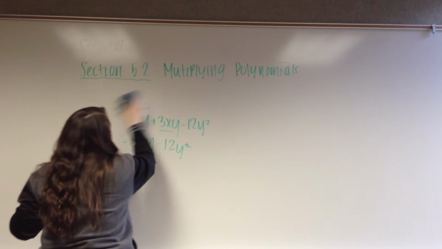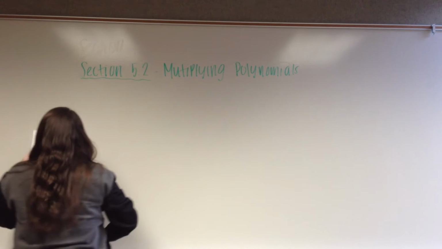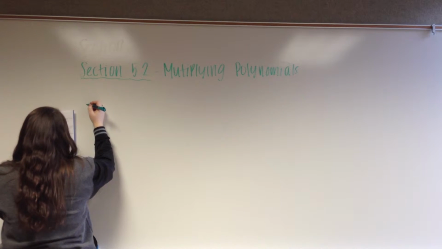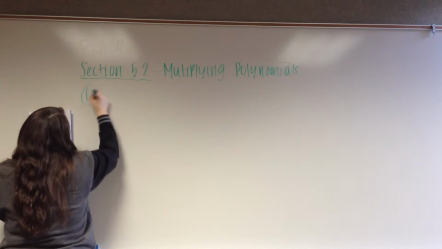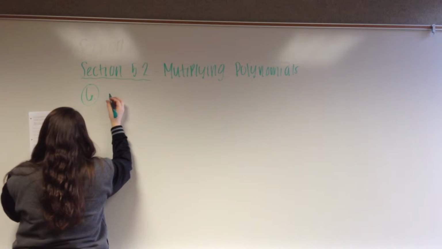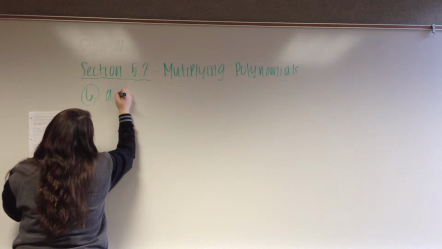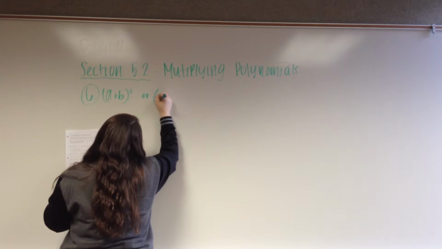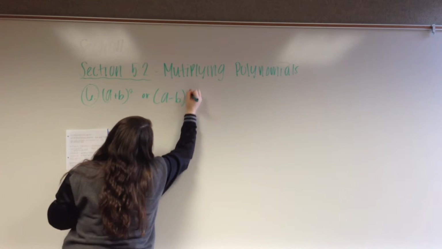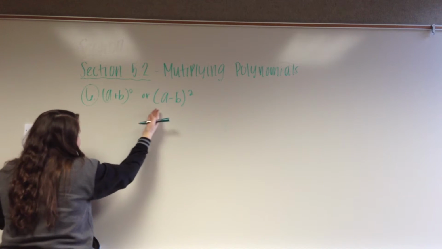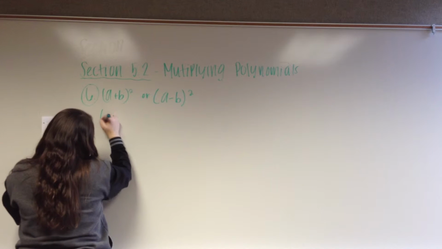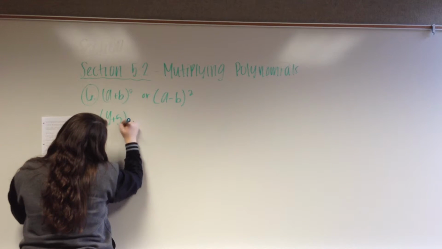And now we're going to do squaring a binomial. So if you see it like this, the formula really is a plus b squared or a minus b squared. They're both binomials. There'll be a term here for a and b. Okay, so one example would be y plus 5 squared.